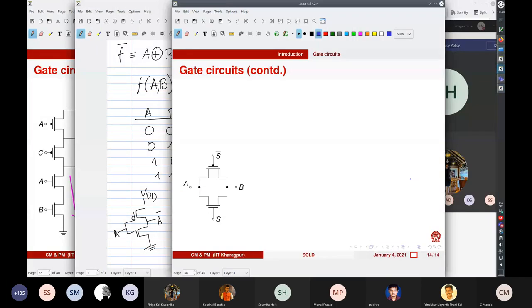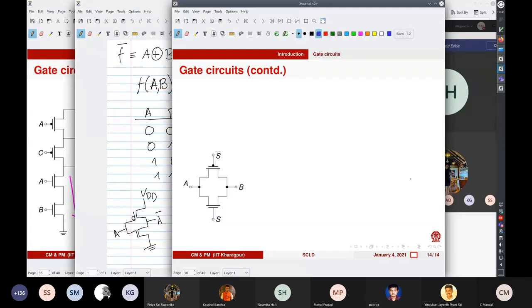Let us look at another kind of gate, which is called the transmission gate. So look at the structure. Here you have two terminals, just as you have two terminals of a switch. If S is high, just see what happens.